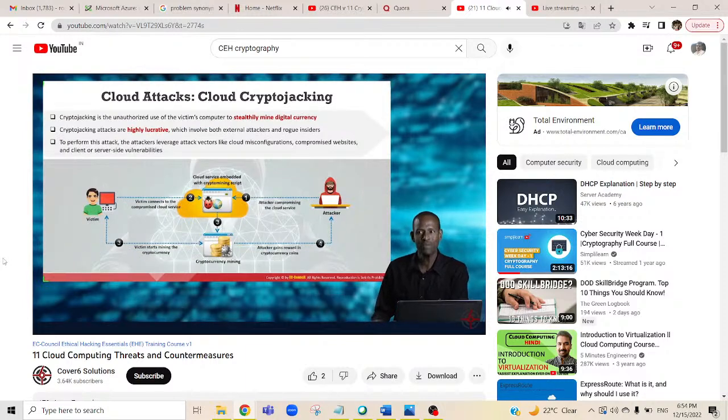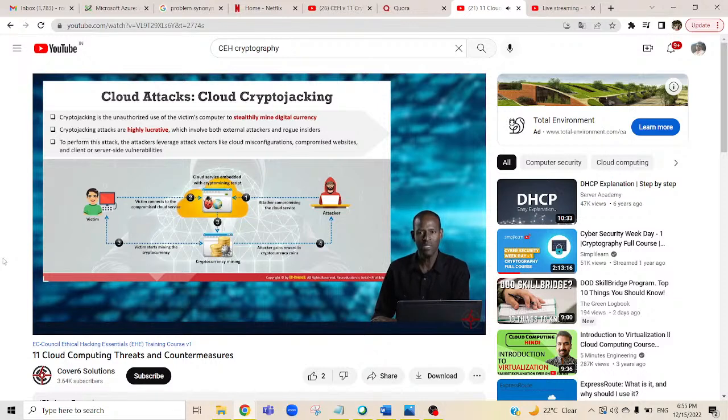Another one is called cryptojacking, cloud cryptojacking. And this is where we unauthorizedly, I made that word up just now, use the victim's computer. What are we doing? We are doing crypto mining. So if I have enough computers mining Bitcoin or Dogecoin or Ethereum for me, it can be highly lucrative.